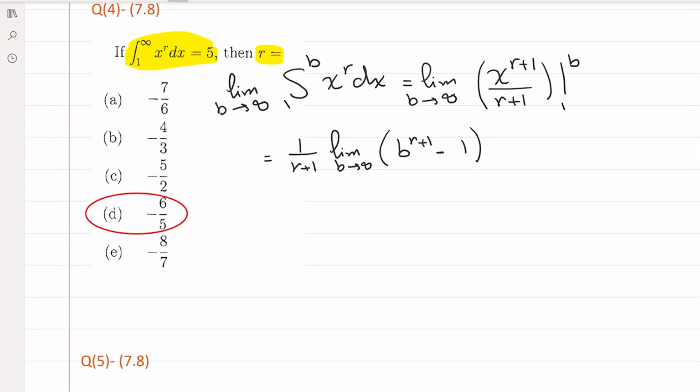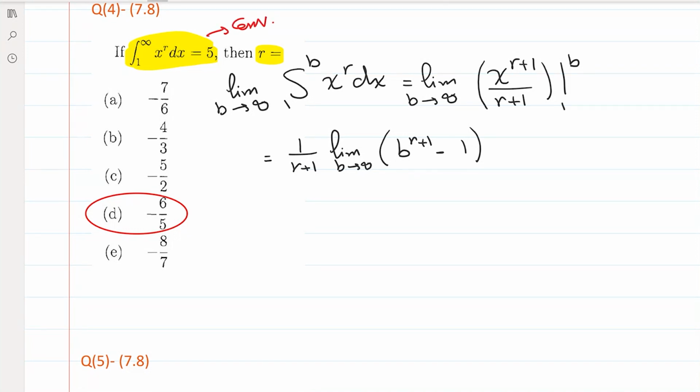Is that clear so far, guys? Yes. Now my question: what is the limit of b to the power r plus 1 as b goes to infinity? Is it infinity, right? No. It should be 0, because if it were infinity, it would diverge. You know why? Because the value of the integral is a number, so for sure this integral is convergent.